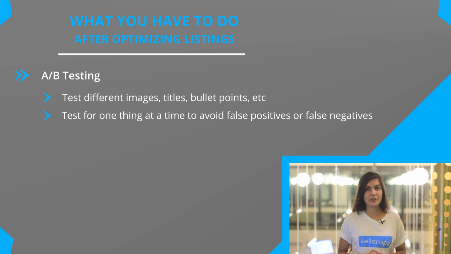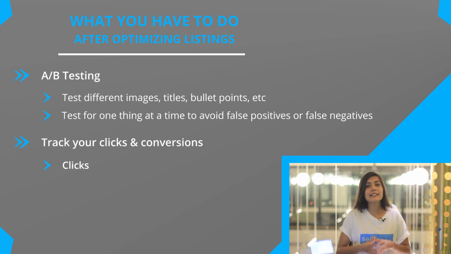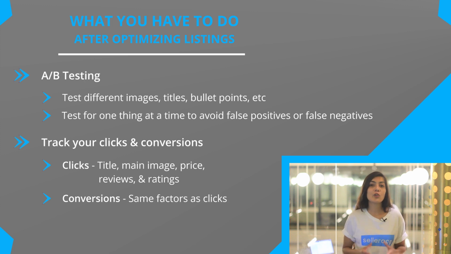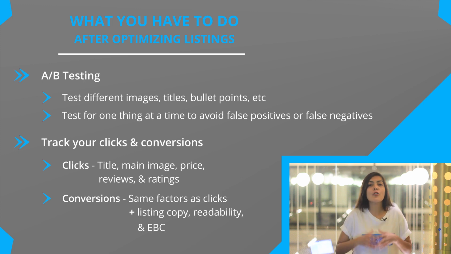You can measure the performance of A/B testing by tracking clicks and conversions. Clicks mainly depend on title, main image, price, reviews and ratings, and conversions depend on all of these factors and also copy of the listing, how readable the copy is, and enhanced brand content.